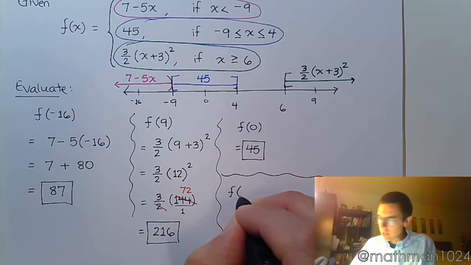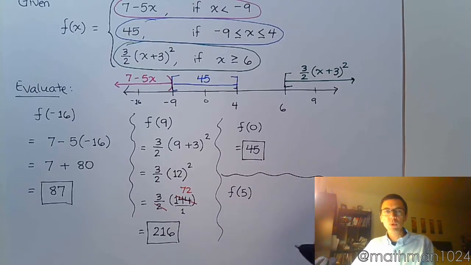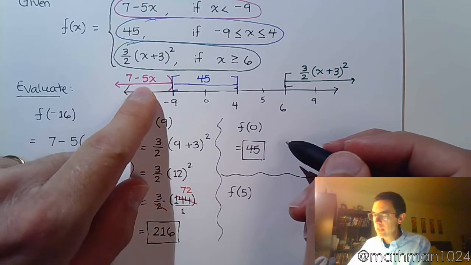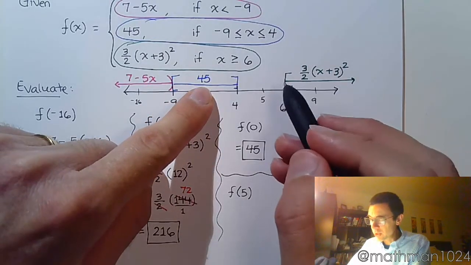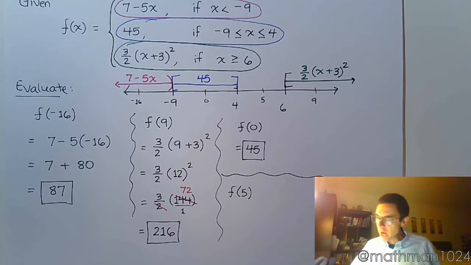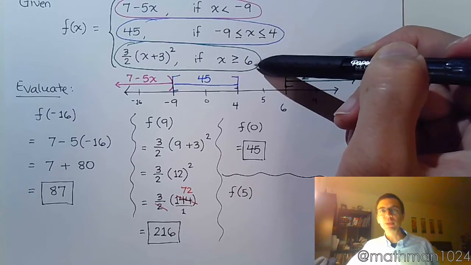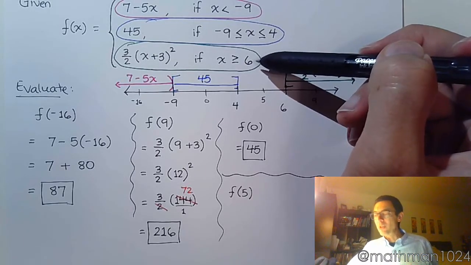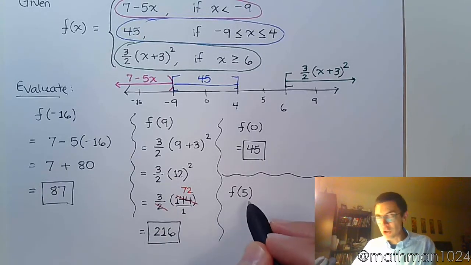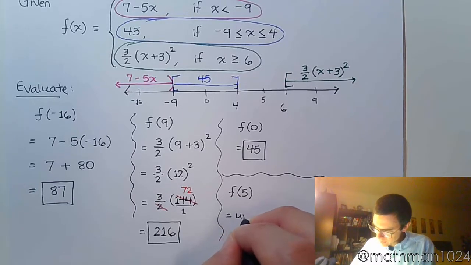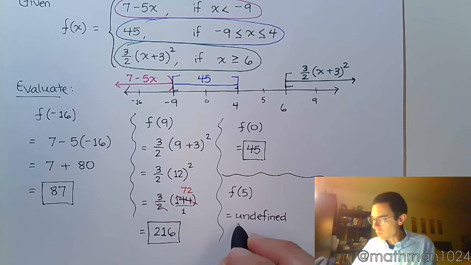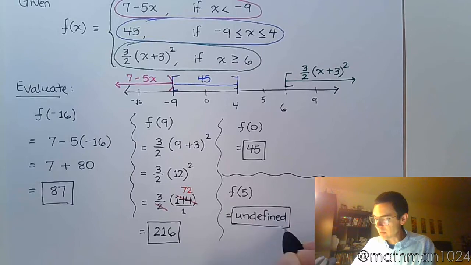And finally, if I ask you to do f of 5, well, where does 5 fall? 5 is right here. And you see that 5 doesn't fit into the pink region, or the blue region, or the green region. 5 is in no man's land. So if 5 is trying to fit in, it's going to be out of luck, because there's not an expression that is willing to take on an input value of 5. So when you try to evaluate this function at 5, it doesn't work. It doesn't have a place for it to go. So this is going to be undefined.